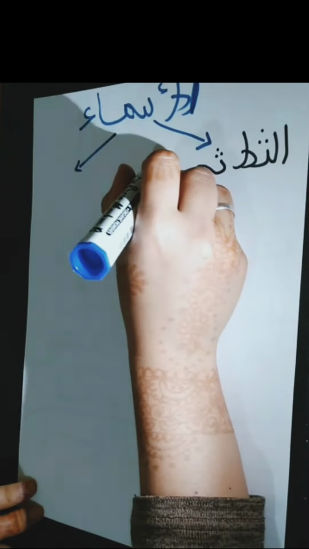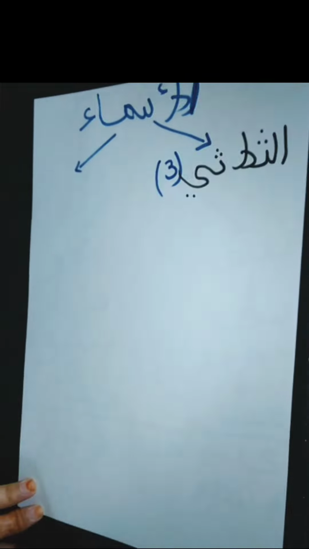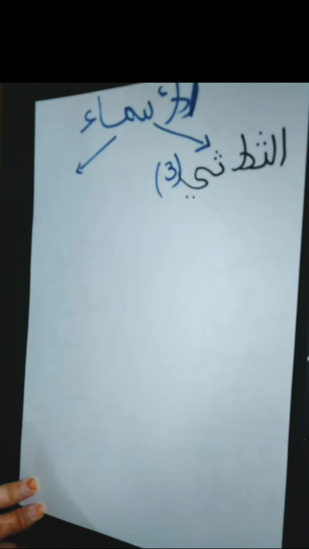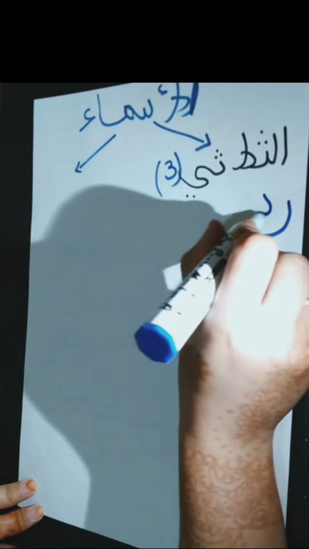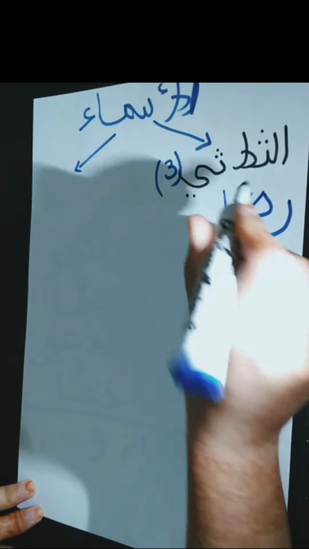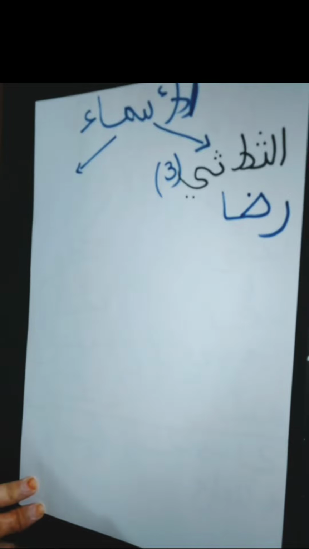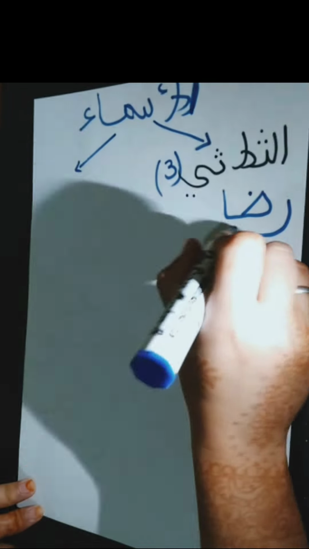The first word that we have is رضا. If we change this word, which is masculine, to double, it means رضوان.